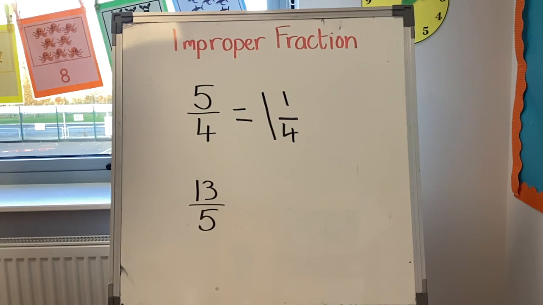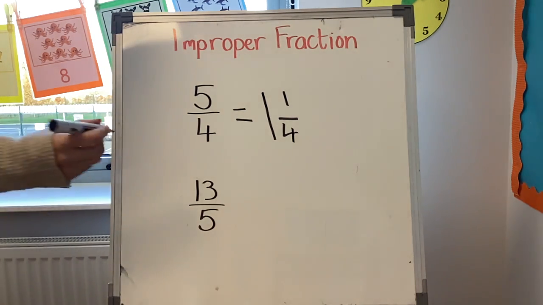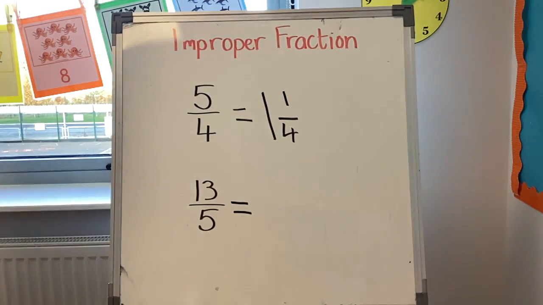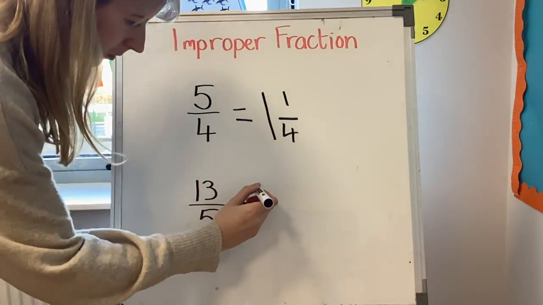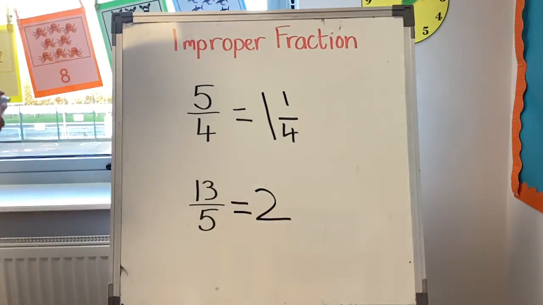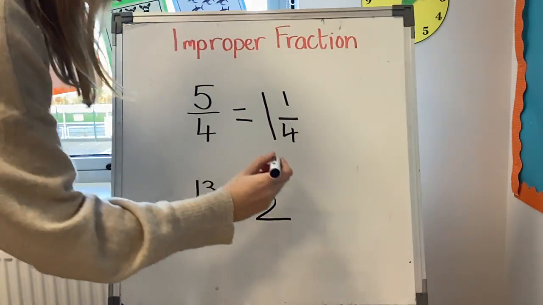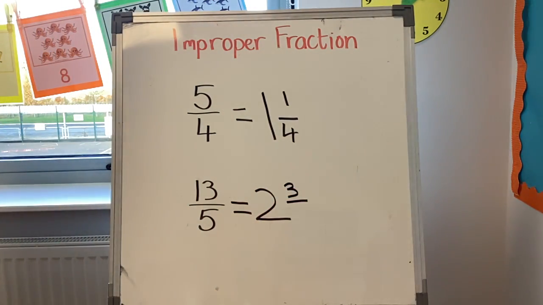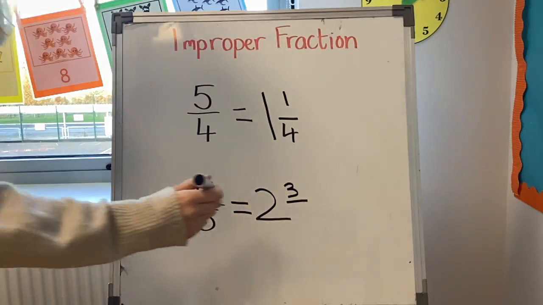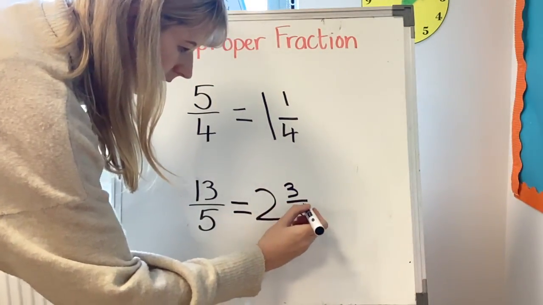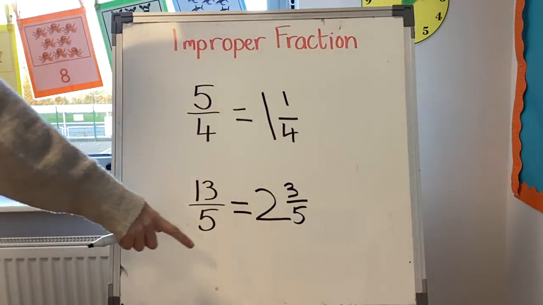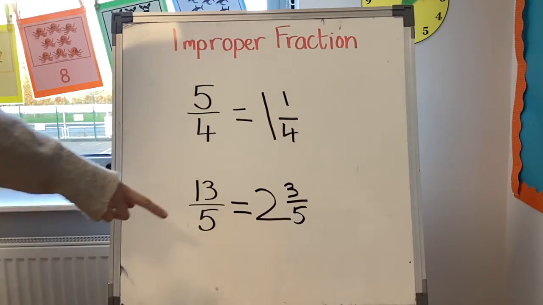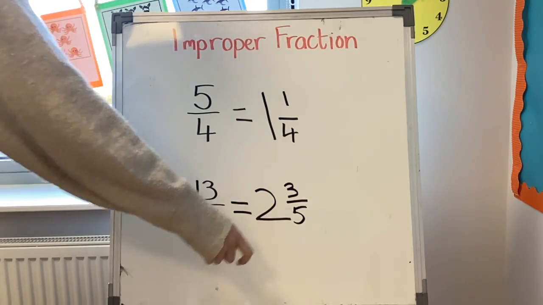Let's try it with 13/5. So again, I'm going to use division. 13 divided by 5, 5 goes 2 times, with a remainder of 3. And I'm going to put that 3, the remainder, as my numerator, and the denominator always stays the same. So 13/5 is the same as 2 and 3/5. This is the improper fraction, this is the mixed fraction.